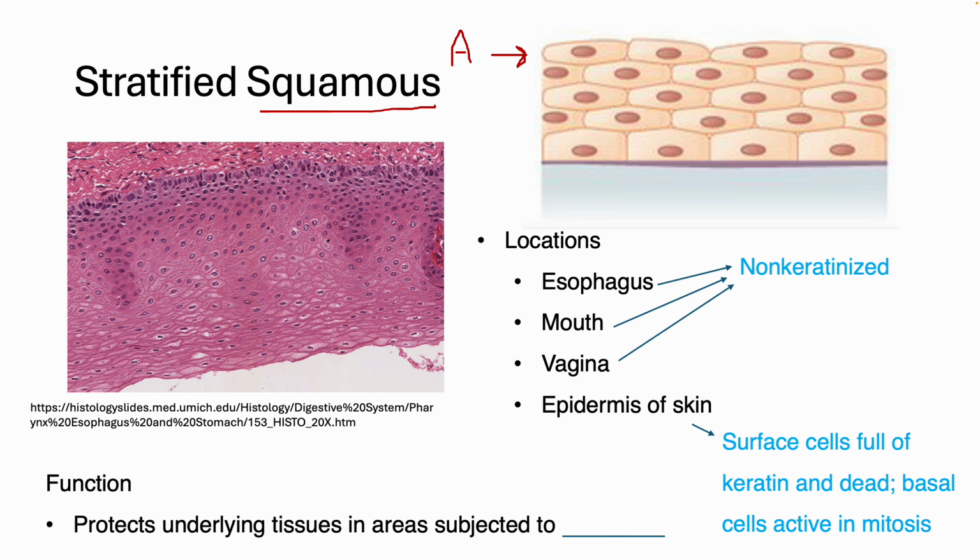The non-keratinized cells are still living, while the epidermis of the skin is going to be full of keratin, thus dead. Only the basal cells are going to be active in mitosis. You find this in places where the underlying tissues are subjected to a lot of abrasion. So that's why you find it on the surface of the skin as well as these other locations.